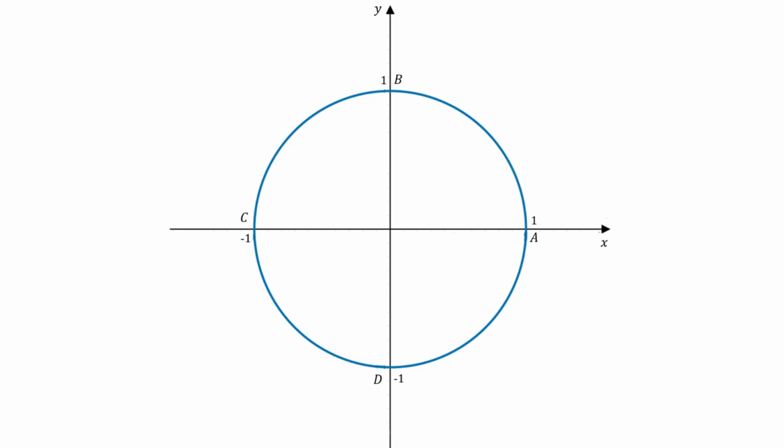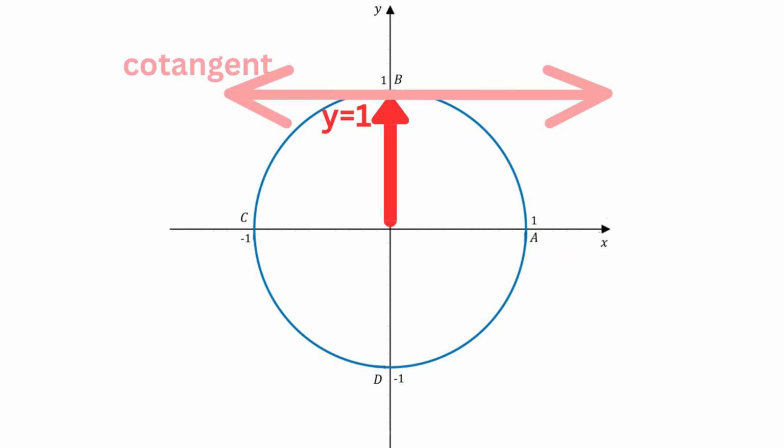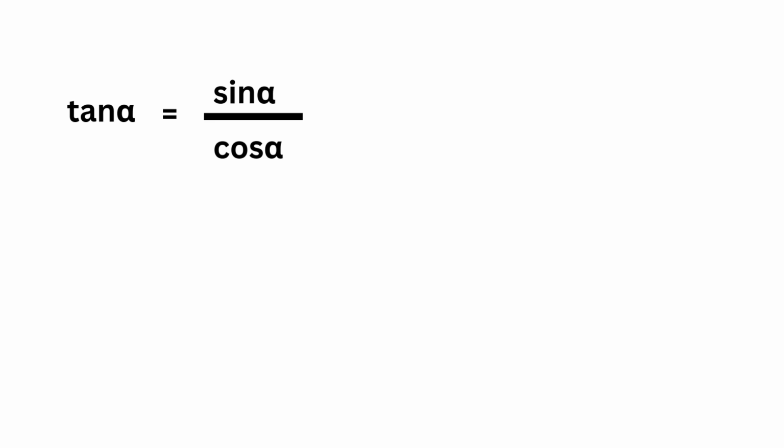Finally, let's not forget tangent and cotangent. Tangent is the line tangent to the unit circle at the x equals 1 point. Cotangent is the y equals 1 line. The identities tangent alpha is equal to sine alpha over cosine alpha and cotangent alpha is equal to cosine alpha over sine alpha arise from this geometric arrangement.